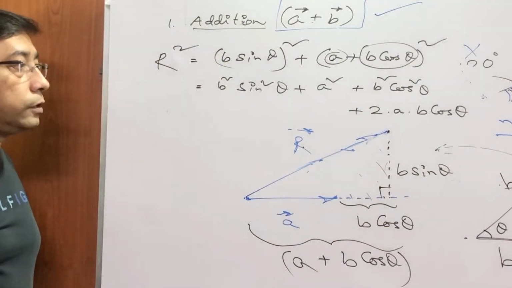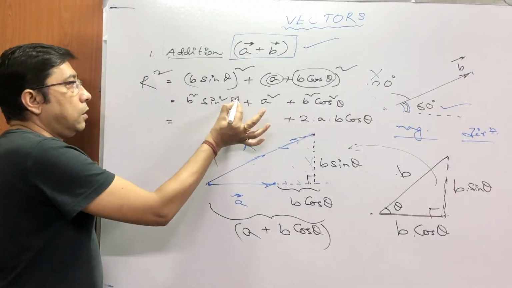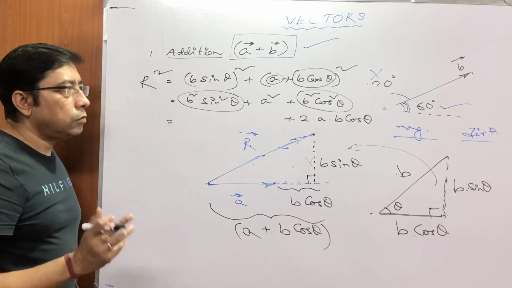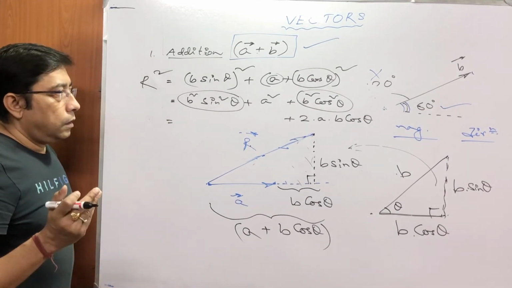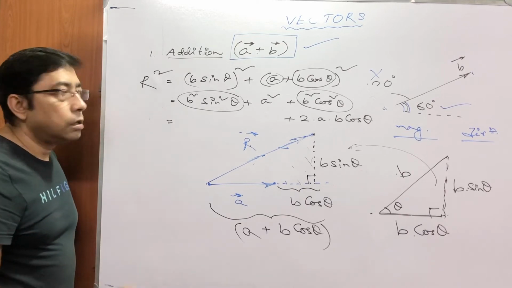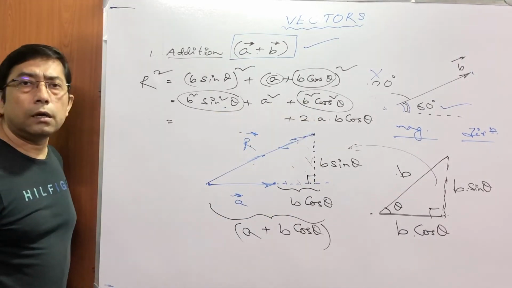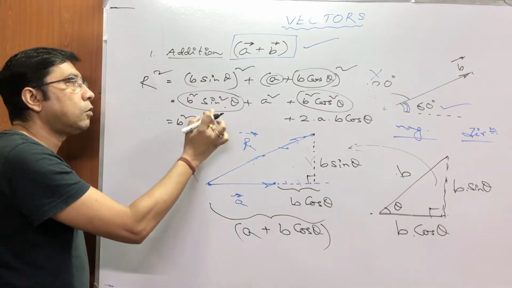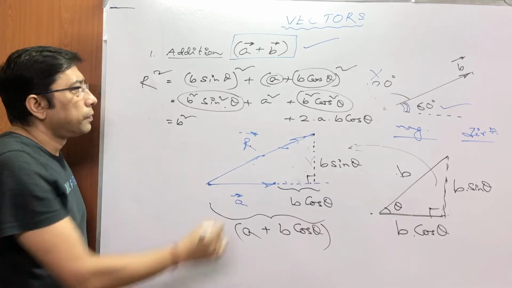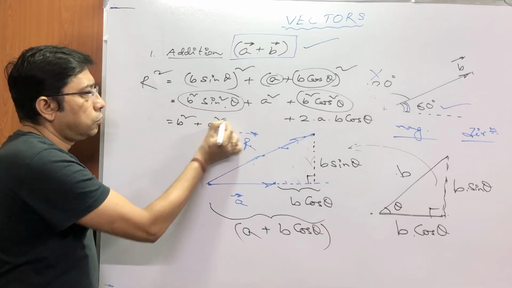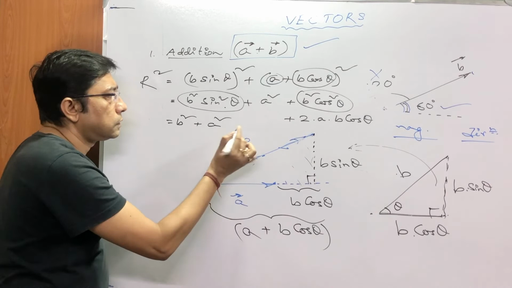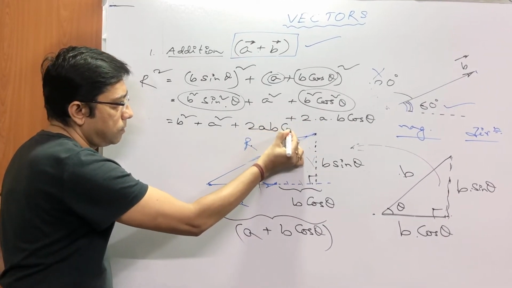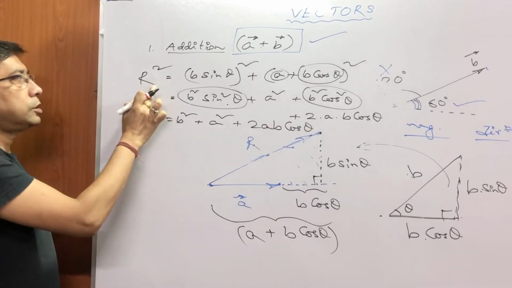I told you this is going to be very tough. Think of this. After a lot of calculation and scientific research, scientists have found that sin square theta plus cos square theta becomes 1. If we take b square common from these two, b square common, sin square plus cos square theta is 1, plus a square, and plus this thing 2ab cos theta. That is how much? R square.